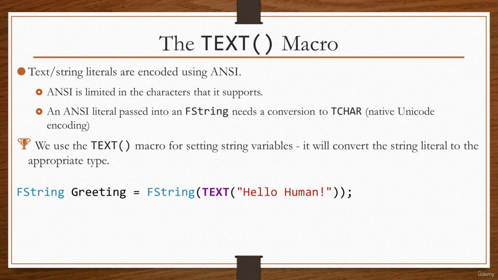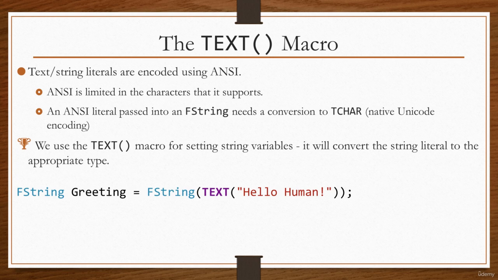String literals are encoded using ANSI, and ANSI is limited in the characters that it supports. An ANSI literal passed to an FString needs a conversion to TChar, in other words the native Unicode encoding. Remember I mentioned the FString manages an array of TChar, or in other words a C string of TChar. So basically we can use the TEXT macro to convert the string literal to the appropriate type. If the TChar for the platform is UTF-8, then use that, otherwise use the wider character type. Maybe a string made up of 2 bytes per character.